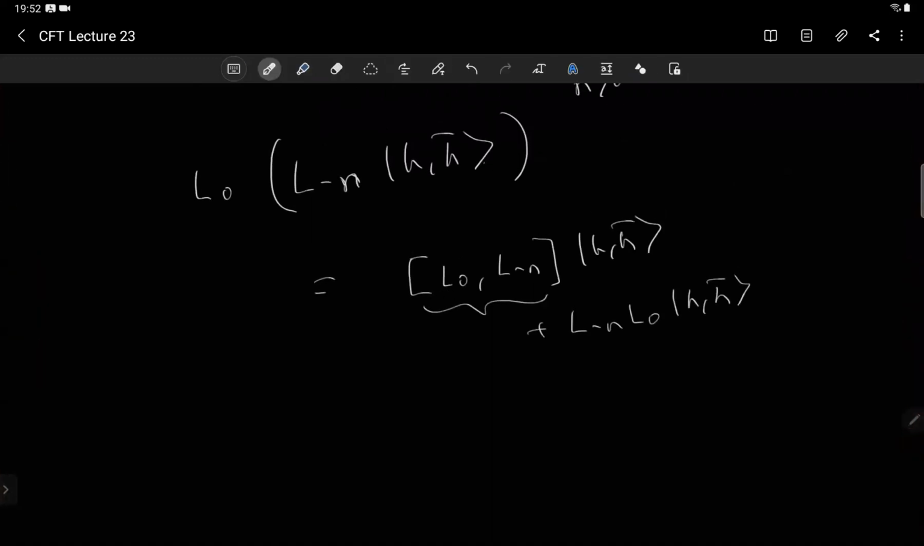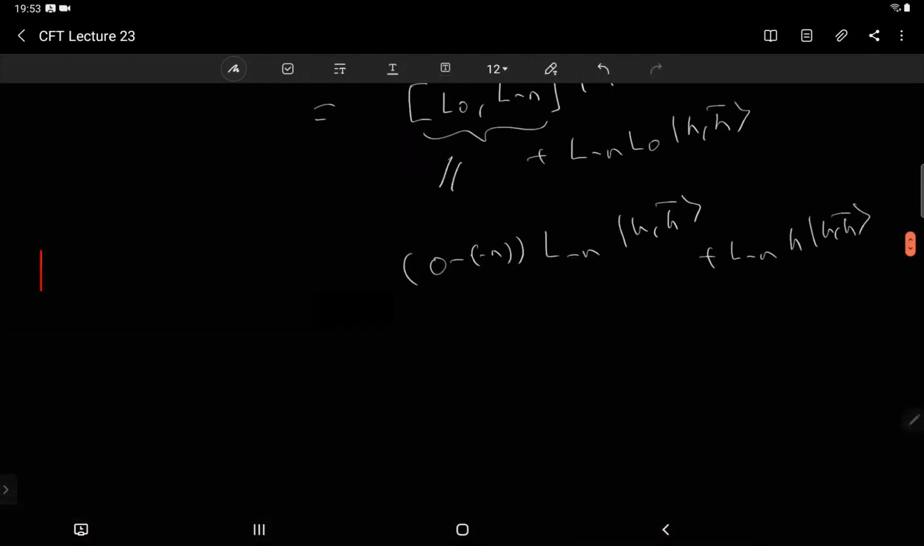But what is the commutator of L0 and L minus n? Remember, it is given by the c by 12 term, which is 0 because the delta n plus m is 0. The second term only contributes if n and m are negatives of each other, but here one is 0 and the other is minus n. So only the first term remains, which is n minus m, meaning 0 minus minus n, times L minus n. So this is n times L minus n HH bar plus L minus n times L0 HH bar, which gives h times L minus n HH bar.